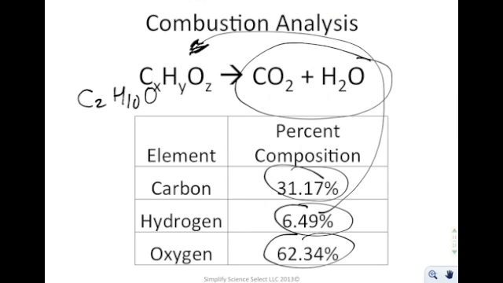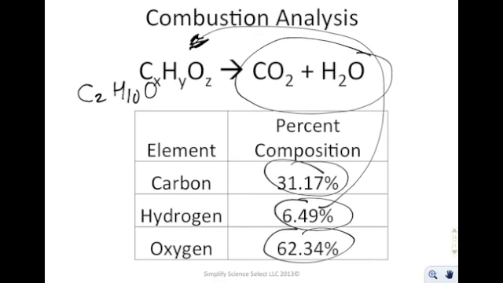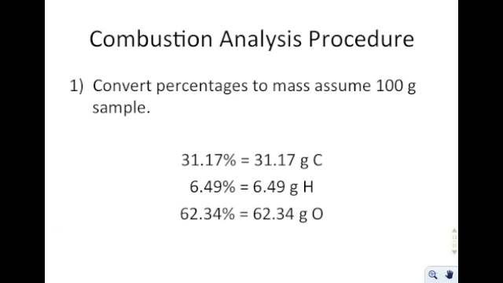So the question is how do you go from percent composition to the formula that it actually was? And here's what you do. Number one, you convert all the percentages to mass and you assume there's a 100-gram sample. So in other words, 31.17% becomes 31.17 grams of carbon.